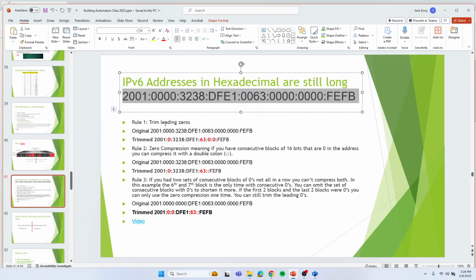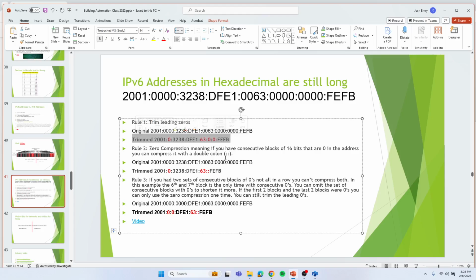Rule one: you can trim the leading zeros. What that means is you can take these first three zeros out, take these two zeros out, take these three and these three. So you can shorten that address. You can trim it down to this.